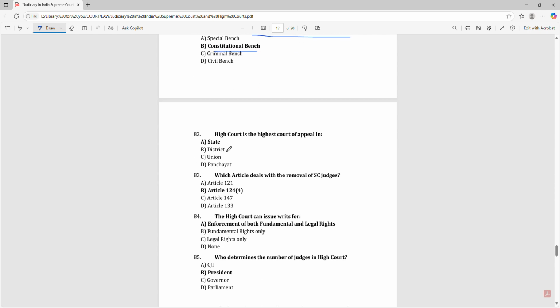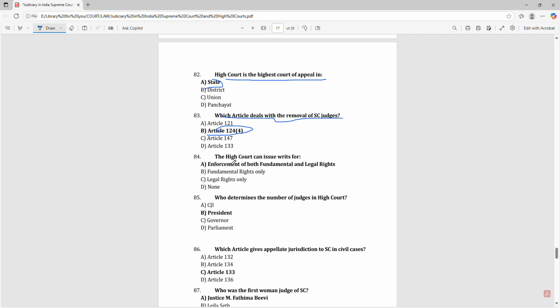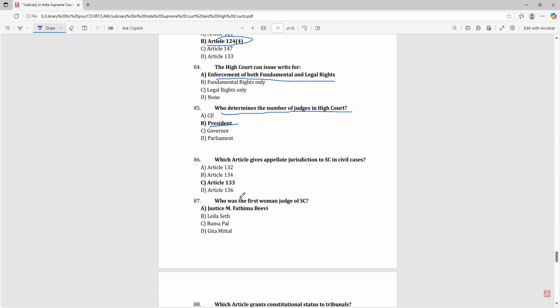Constitutional bench. High Court is the highest court of appeal in the state. Which article deals with the removal of Supreme Court judges? Article 124(4). The High Court can issue writs for enforcement of both fundamental and legal rights. Who determines the number of judges in High Court? President. Which article gives appellate jurisdiction to Supreme Court in civil cases?